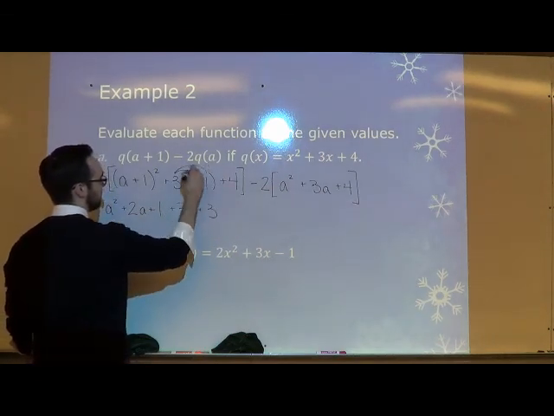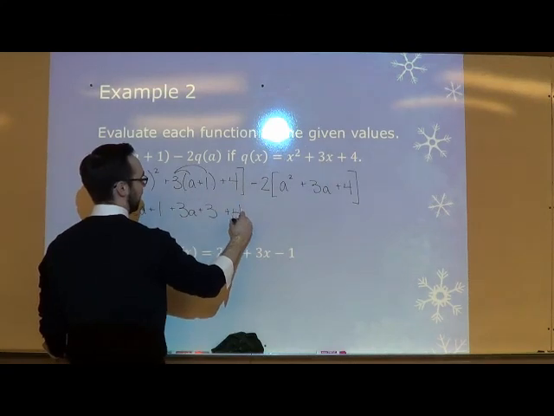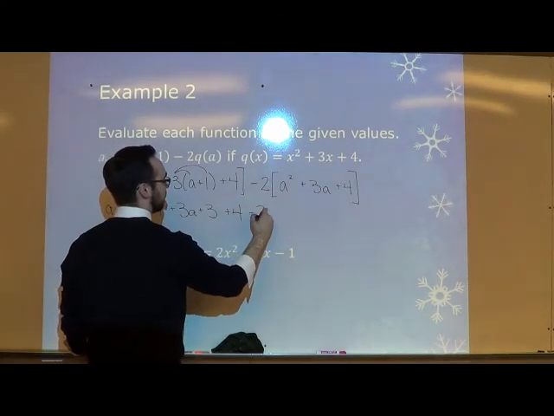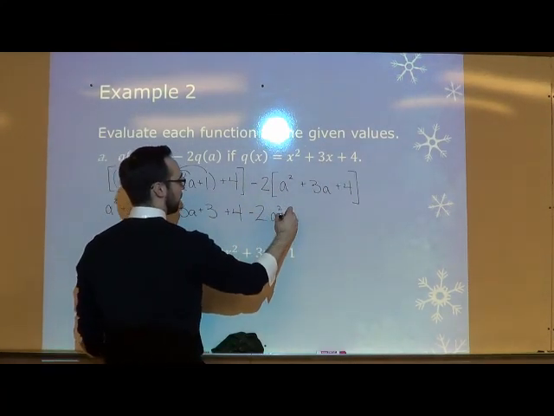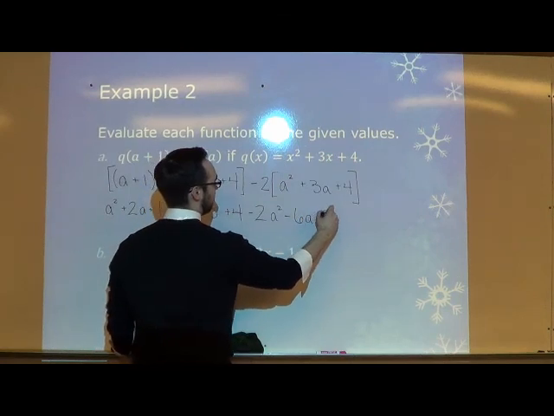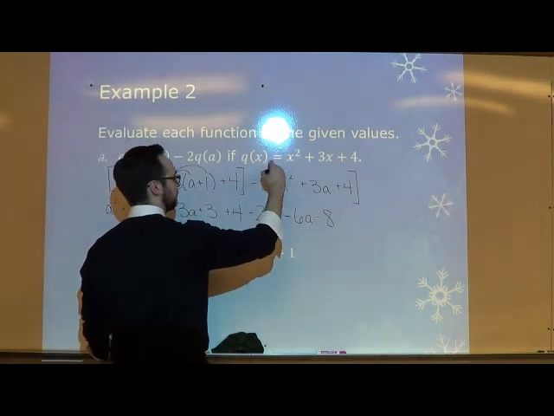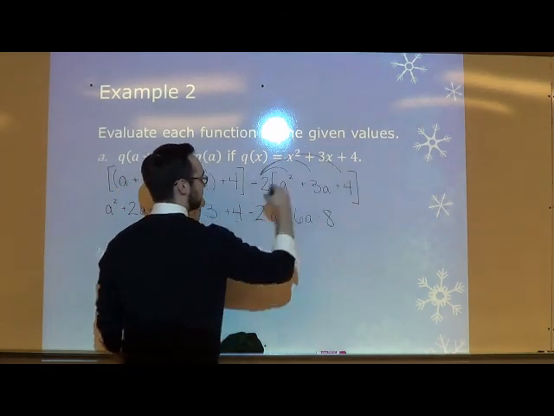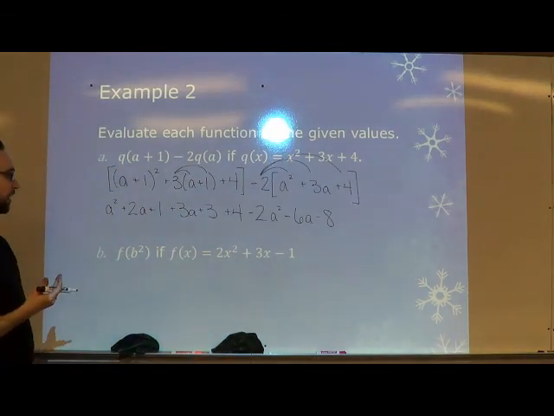distribute that, plus 4, and now I distribute the negative 2. Minus 2a squared minus 6a minus 8. Just distribute that minus 2 the whole way across. And now we combine like terms.